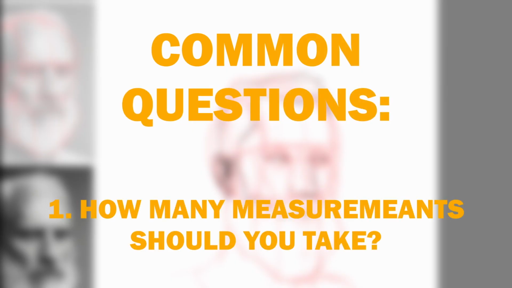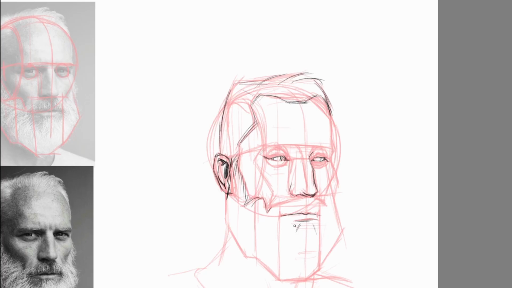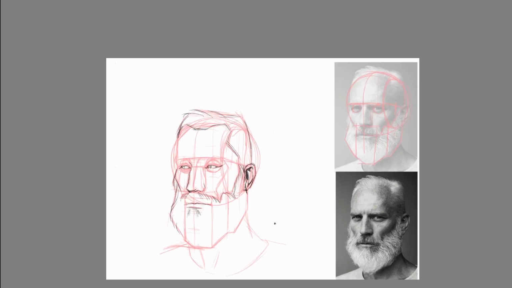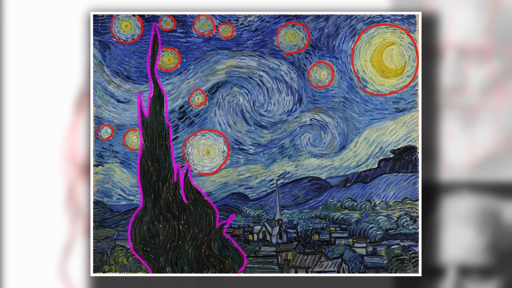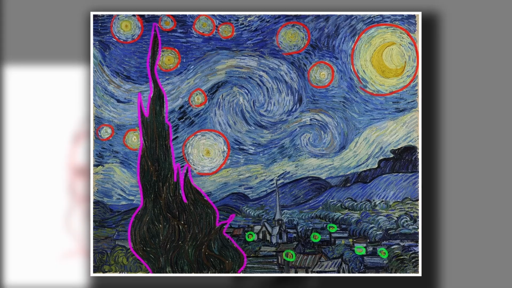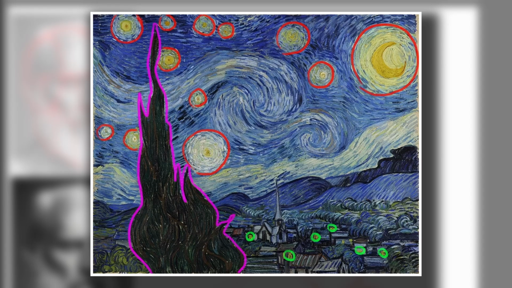Now let's address some common questions regarding this subject. How many measurements should you take? Well, the way I see it, there's no point in creating a one-to-one replica of the reference. Cameras can already do that both faster and more accurately. A reference can be divided into primary shapes, which are the bigger shapes present in the reference, secondary shapes, which are medium-sized, and tertiary shapes, which are the small details in your reference.